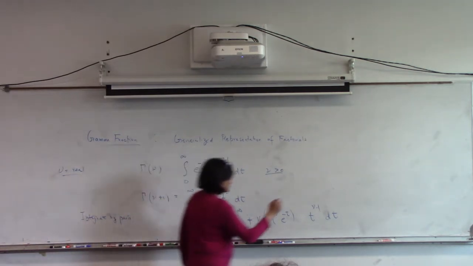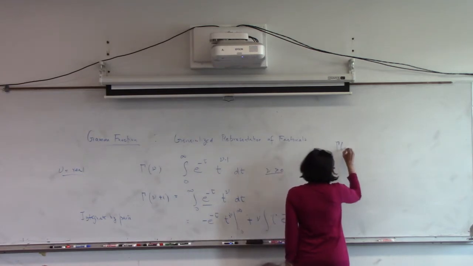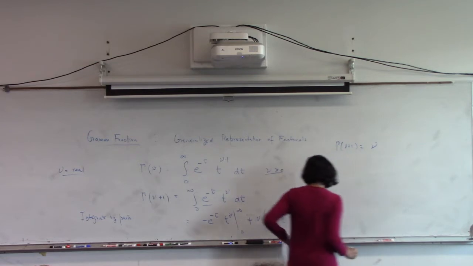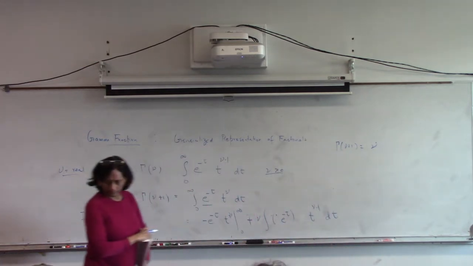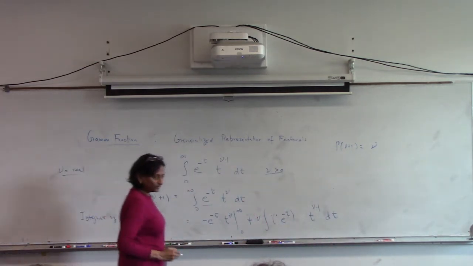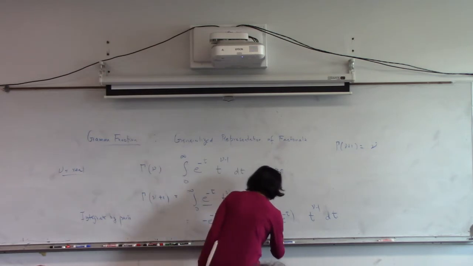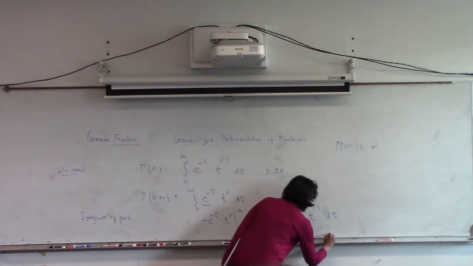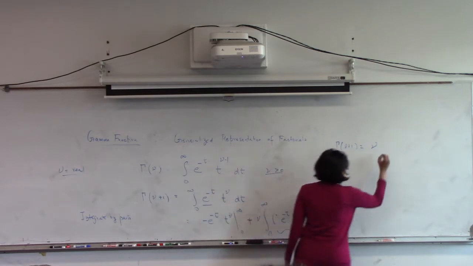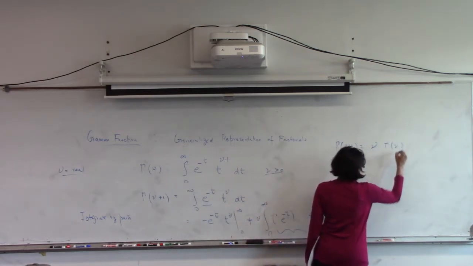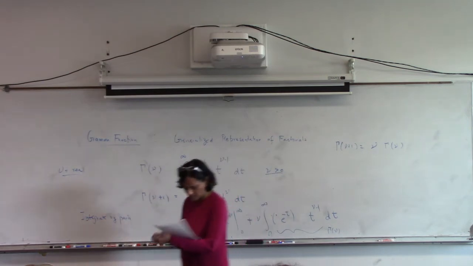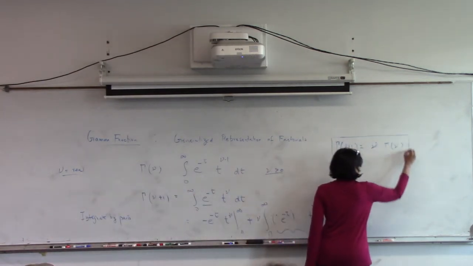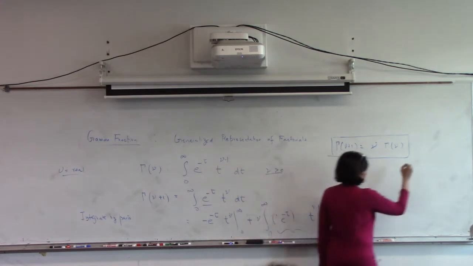So what we have is gamma of nu plus 1 is nu times, what is that quantity? Gamma nu. So this is the integral from 0 to infinity, which is nothing but gamma nu. So this is some kind of recursion relationship we have in gammas.